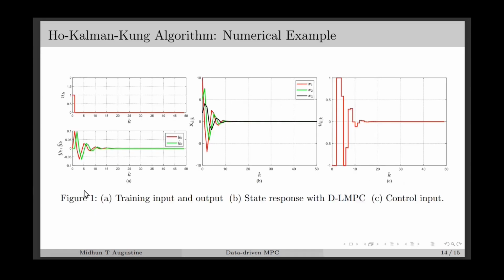Figure 1 shows the response of the Ho-Kalman-Kung algorithm based data-driven linear MPC, in which plot A shows the impulse input, the impulse response in red color, and the response predicted by the identified model in green color. Figures B and C show the response of the data-driven LMPC with the model parameters identified by the Ho-Kalman-Kung algorithm. Here we can see that the states are converging to origin, therefore the stabilization is achieved, and the control input satisfies the control constraints.